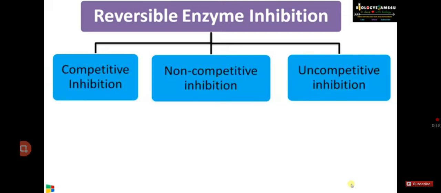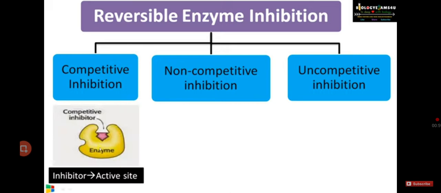Now let us discuss the most important concept in differentiating these three types of enzyme inhibition. In the case of competitive inhibition, the inhibitor binds to the active site of the enzyme. As you can see, this red one is the inhibitor. So the inhibitor is a substrate analog, which has a similar structure to that of the substrate, so that it competes for the active site with the natural substrate. That is why it is called competitive inhibition.